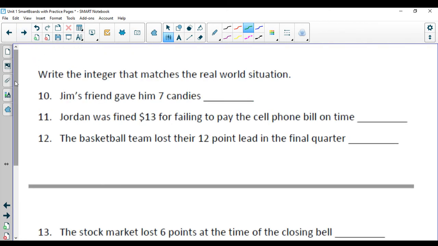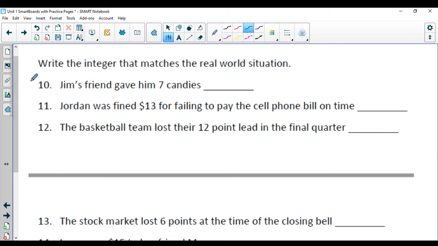For our next section, these are just integers matching real-world situations. The words aren't bolded, so I'm going to point them out to you. The first one that I would look at would be gave him 7 candies, which would be a +7. Jordan was fined $13 for failing to pay the cell phone bill on time. Fining is going to be money that you're going to end up losing out on because you're going to have to pay that to someone else. So that's a -13 here.